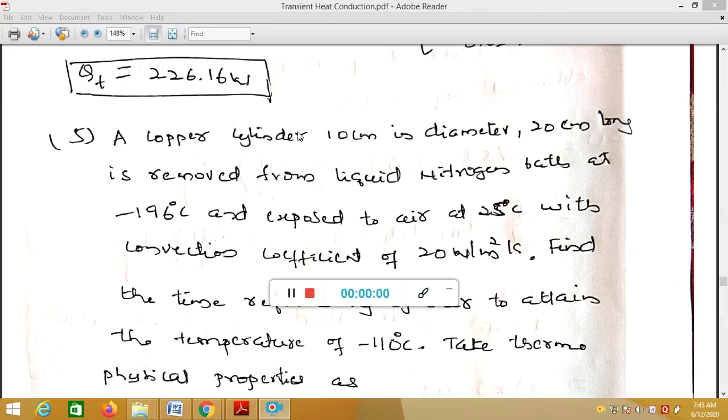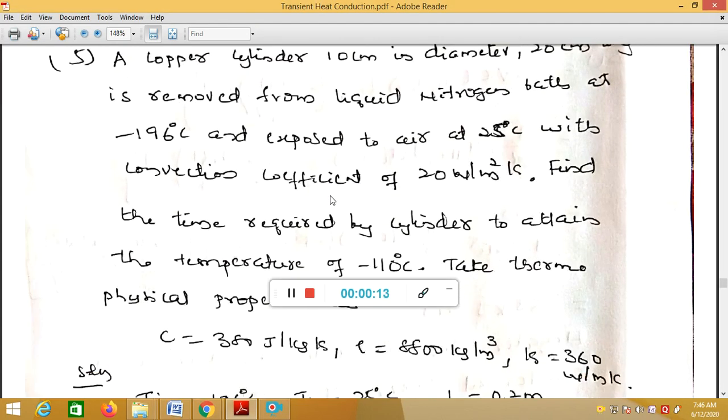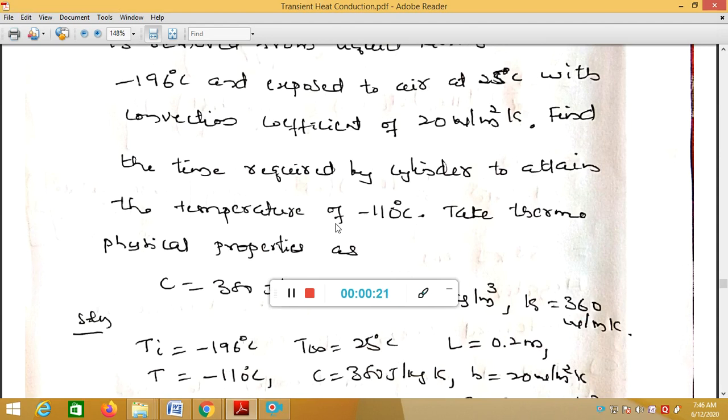Let us solve some more problems on lumped heat transfer analysis. I will read the problem for you. Problem number 5. A copper cylinder 10 cm in diameter and 20 cm long is removed from a liquid nitrogen bath at minus 190 degrees centigrade and exposed to air at 25 degrees centigrade with a convection coefficient of 20 watt per meter square Kelvin. Find the time required by the cylinder to attain a temperature of minus 110 degrees centigrade.